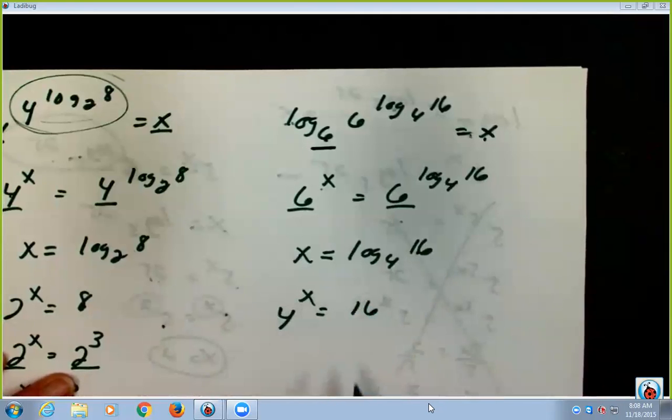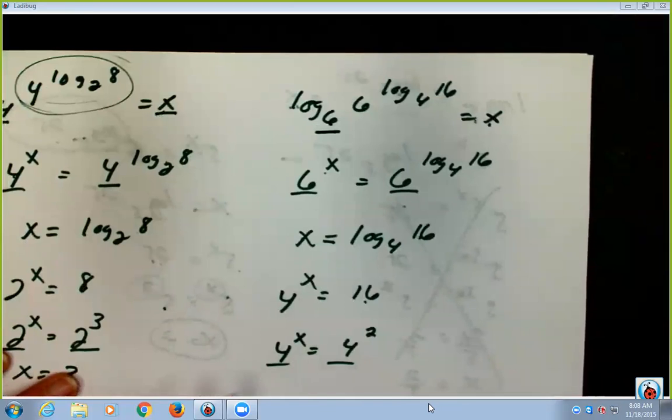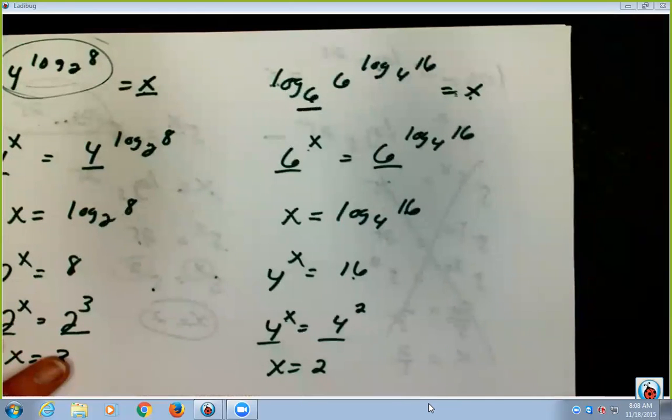Then take 16 and break it down to 4 squared, because I want my bases to match here. So x is equal to 2. So that would be my answer to that one. All right.